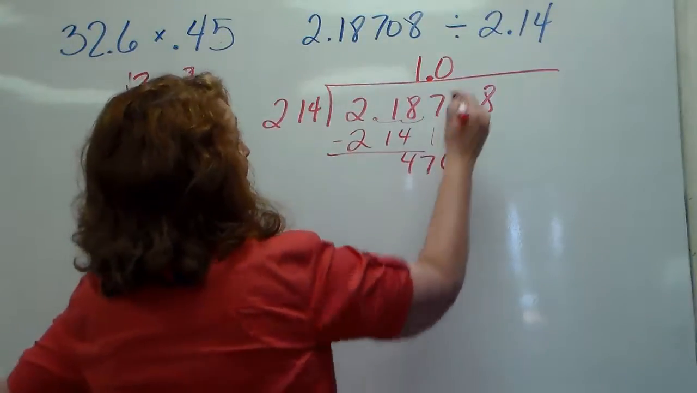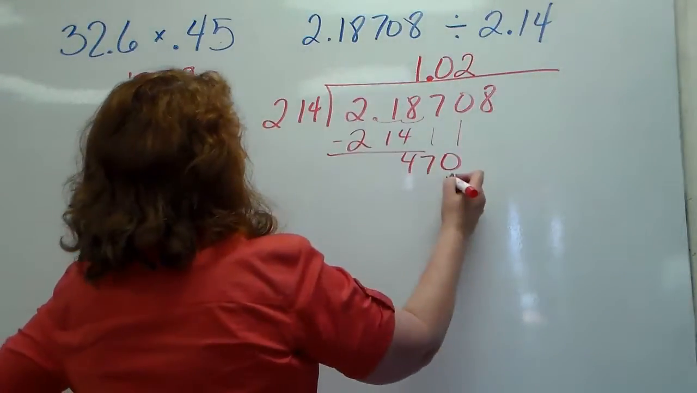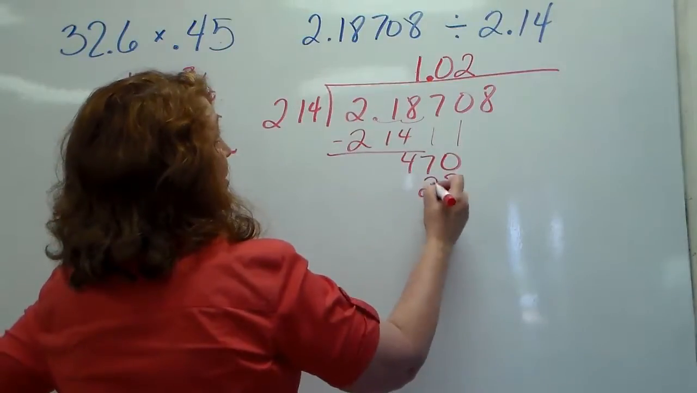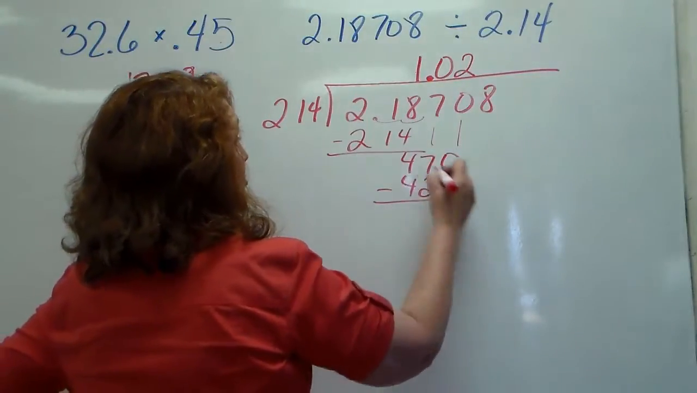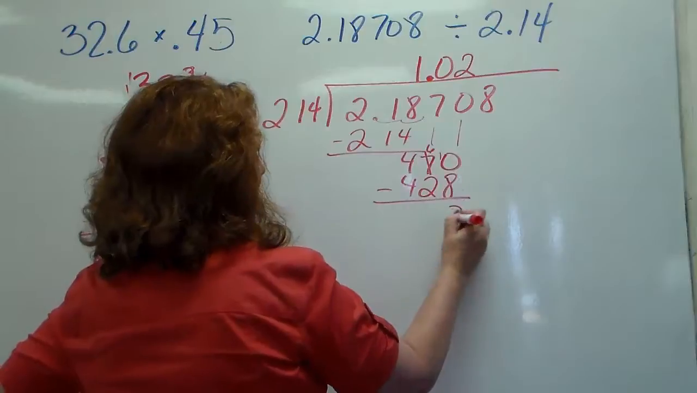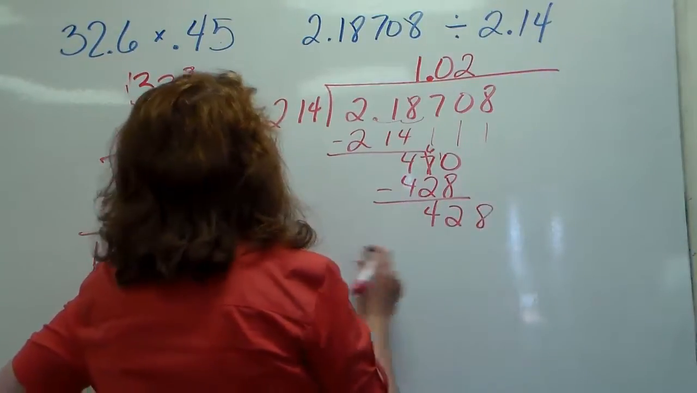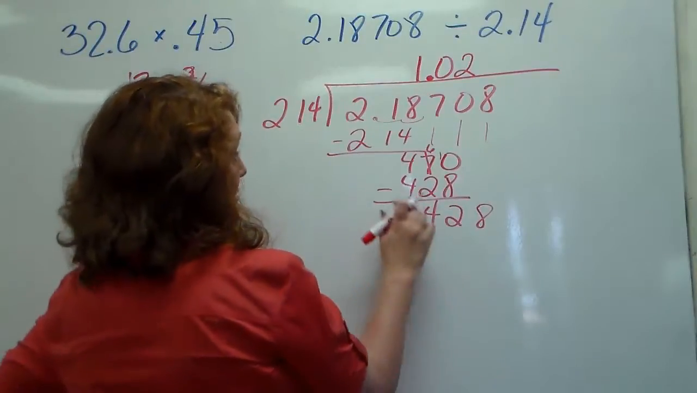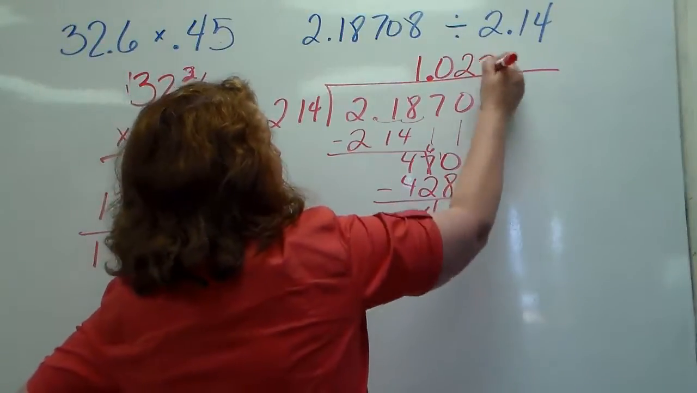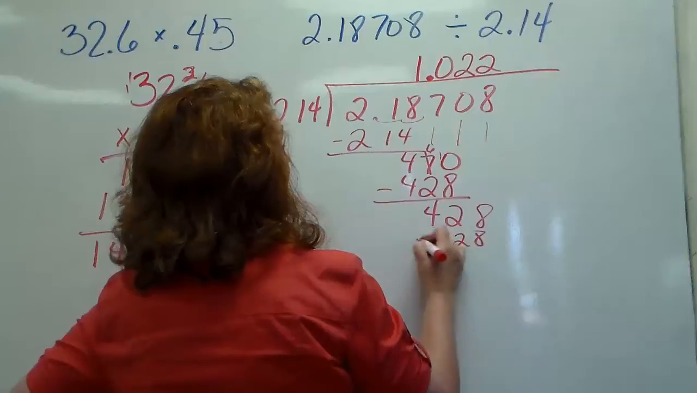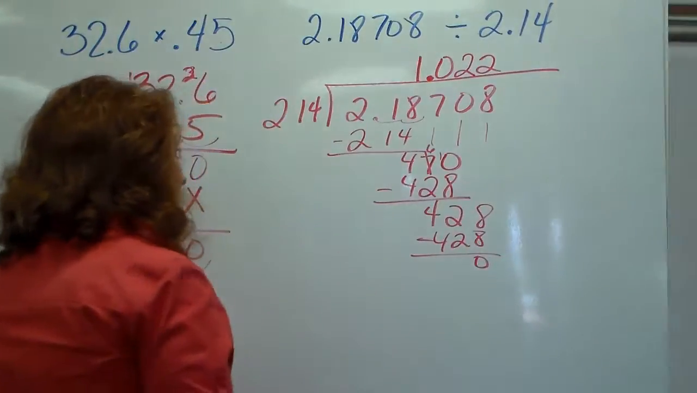214 goes into 470 twice. 2 times 4 is 8. 2 times 1, 2 times 4, subtract. And I get 42, and I'm going to bring down my 8. 214 goes into 428 2 times 428, and I'm all done.